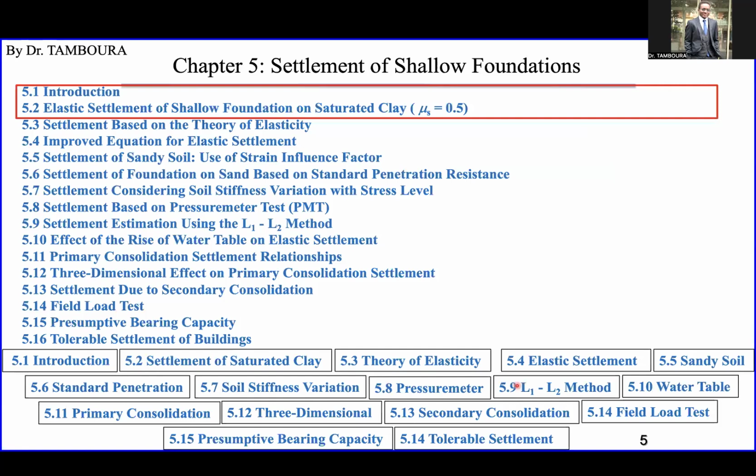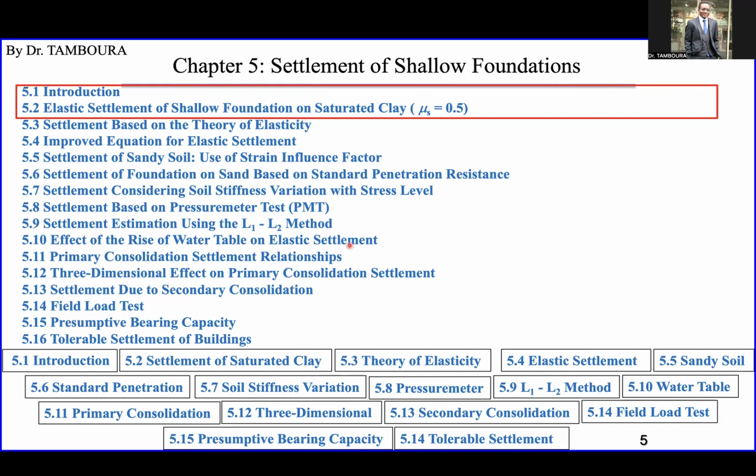So here is the content of this chapter. We have about 16 points. Today we will cover these first two points. You can see settlement everywhere.